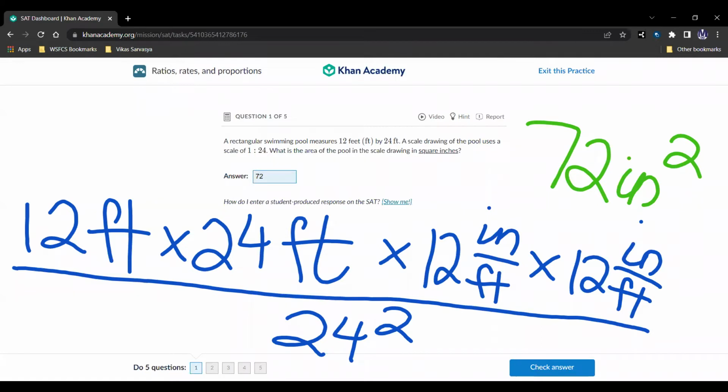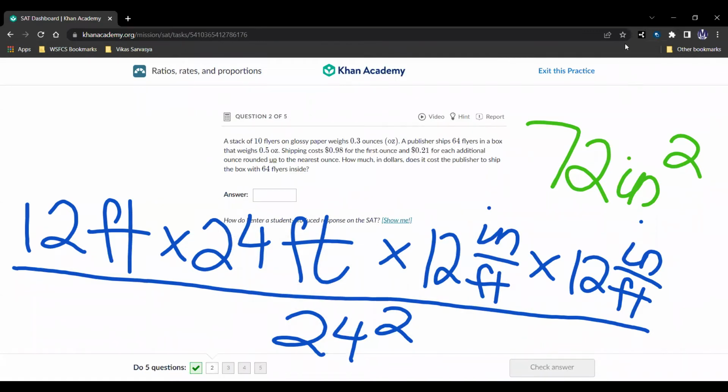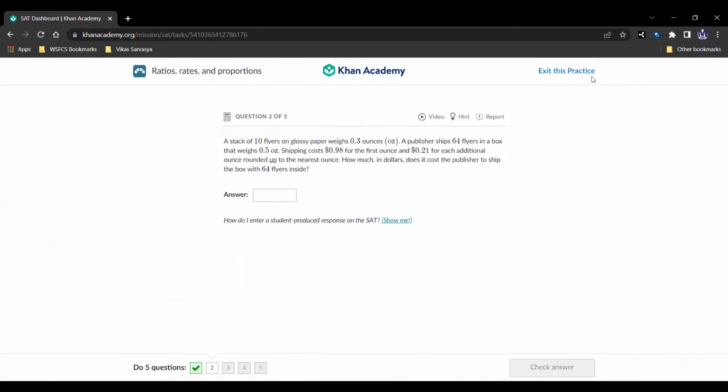Let's move on to the next question. All right, question number 2, here it is. A stack of 10 flyers on glossy paper weighs 0.3 ounces. A publisher ships 64 flyers in a box that weighs 0.5 ounces. Shipping costs 98 cents for the first ounce and 21 cents for each additional ounce, rounded up to the nearest ounce. How much in dollars does it cost the publisher to ship the box with 64 flyers inside?